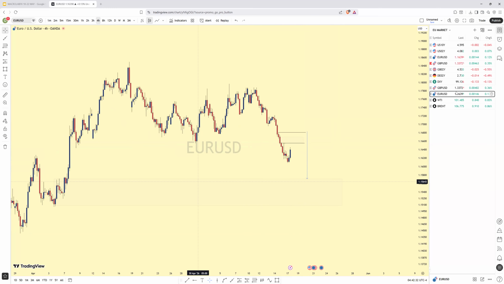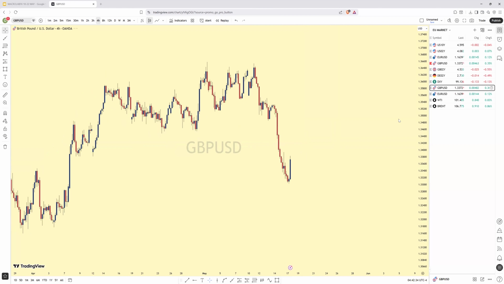Then pound USD, what's going on there? We're looking at our structure, taking out our low back to this low. So let's see if that is possible for the week. Following our macro and fundamental analysis, it could just happen, trust me. And we will get to see it this week.